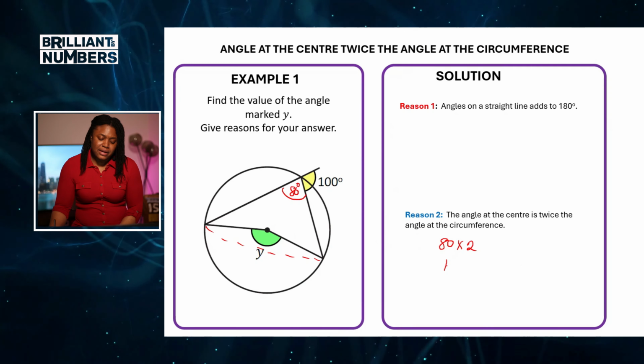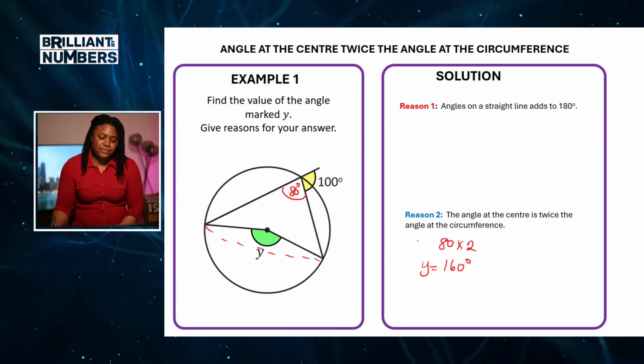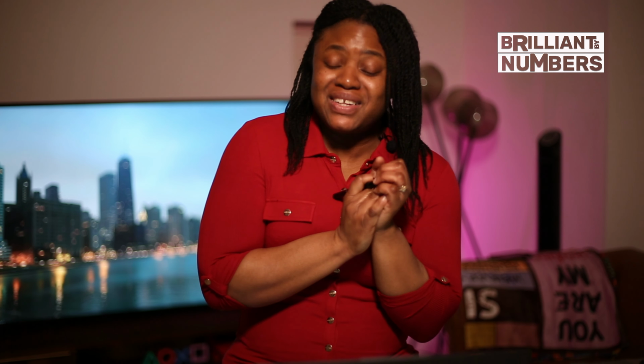You want your examiner to have an insight into your thinking process, and that is why I'm always saying think it, ink it, okay? Because we're not able to interact with you. We interact with your cognitive processes based on what you have written. So don't just go ahead and write down 160. Show that you are multiplying by 2. All right, so that gives us 160 degrees, and we have found our answer for y. Well done for making it this far in this part of the lesson.